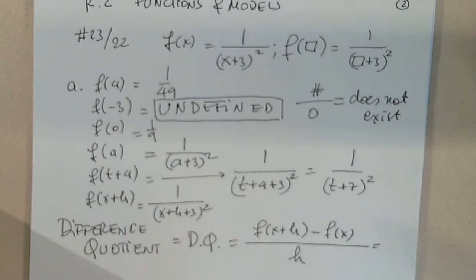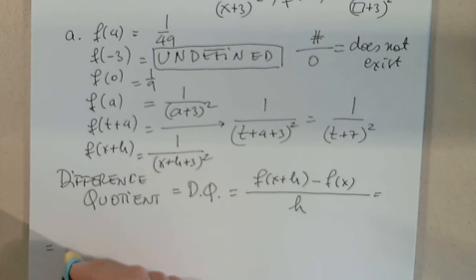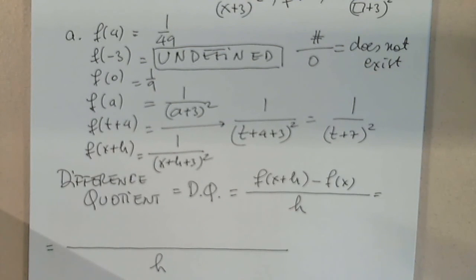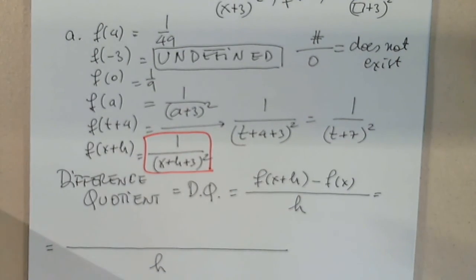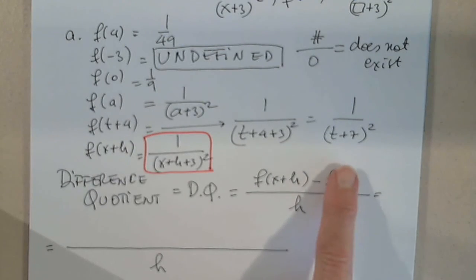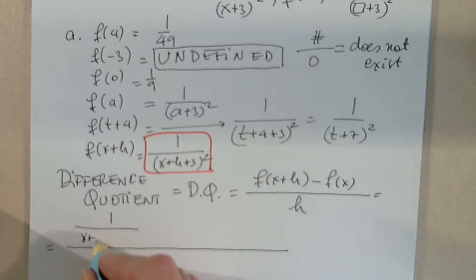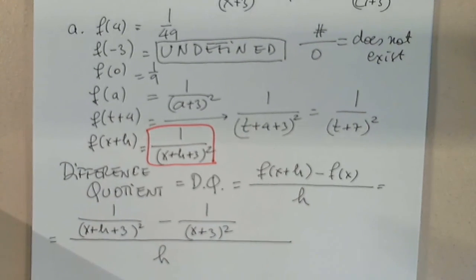Now, this is the most important part of this section, where we calculate and simplify the difference quotient. f of x plus h was just determined right here. This is the f of x plus h minus f of x. All I have to do is replace f of x plus h by this expression and then copy f of x. So 1 divided by x plus h plus 3, everything squared, minus 1 over x plus 3, everything squared.